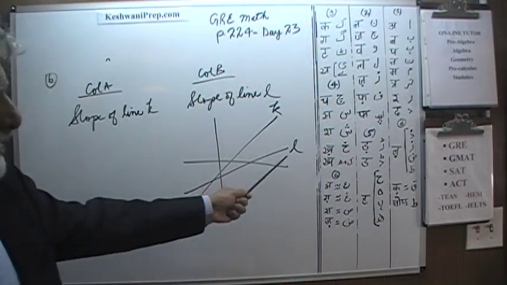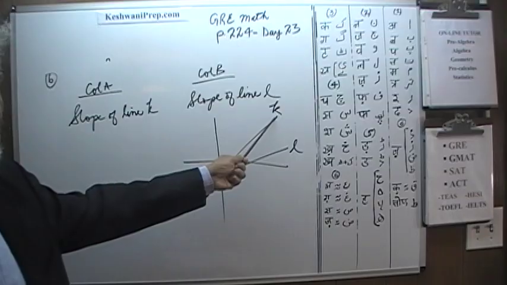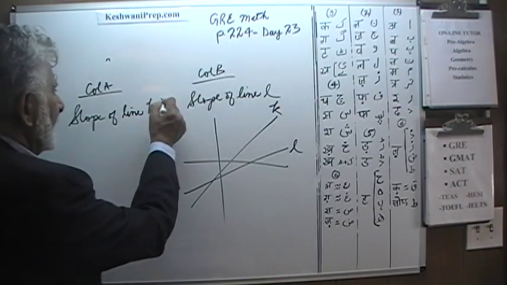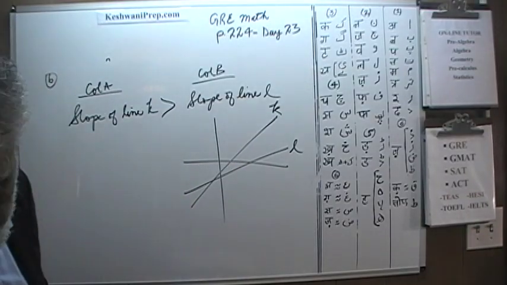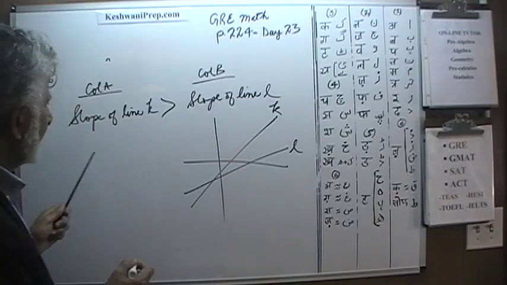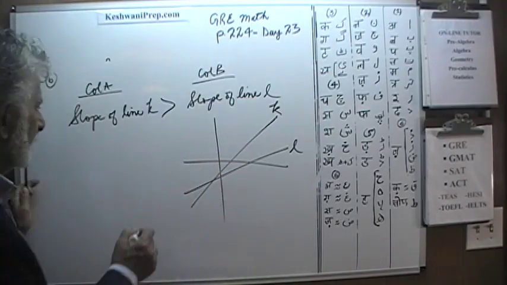As you can see clearly, the slope of line L is less than slope of K. Slope of K is bigger than slope of line L. There is nothing to do here. It's very straightforward. The line K is steeper. The answer is A.